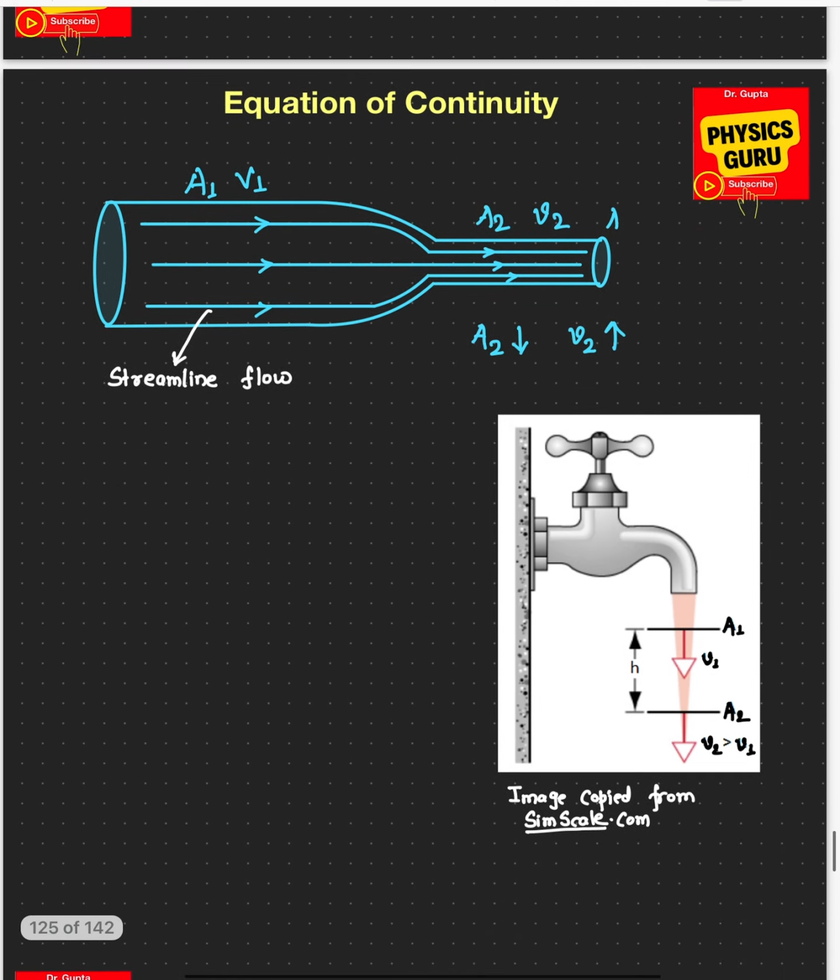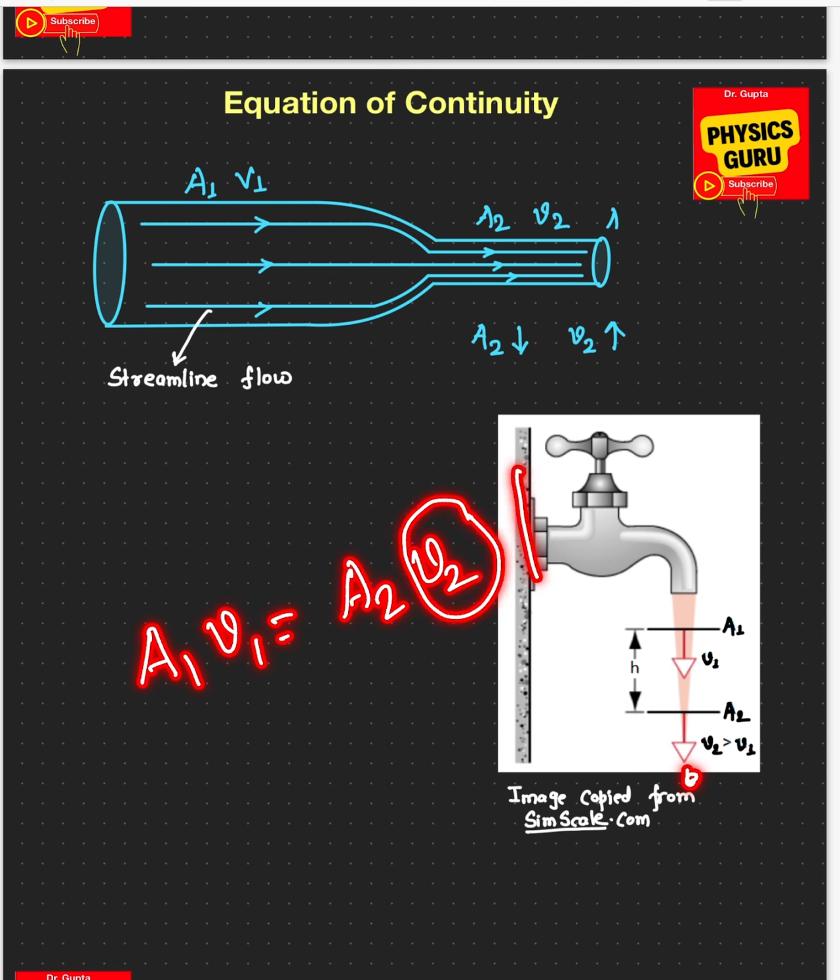Okay, so now there's another example here. When you open the faucet, you might have seen the water getting tapered along this direction. Why does it happen? It happens because as the water is flowing down, the velocity starts increasing. And as the velocity starts increasing, remember this equation, A1 V1 is equal to A2 V2. What should happen to the cross-section area? It must go down. So it is getting smaller.